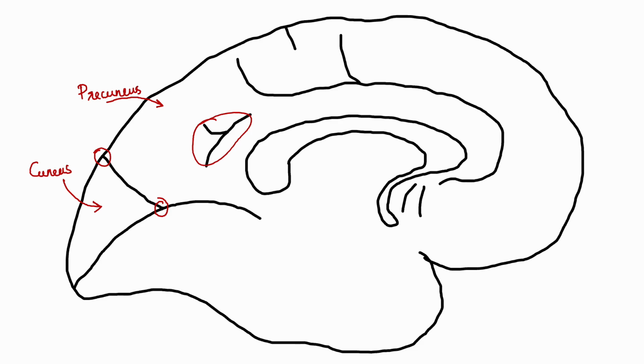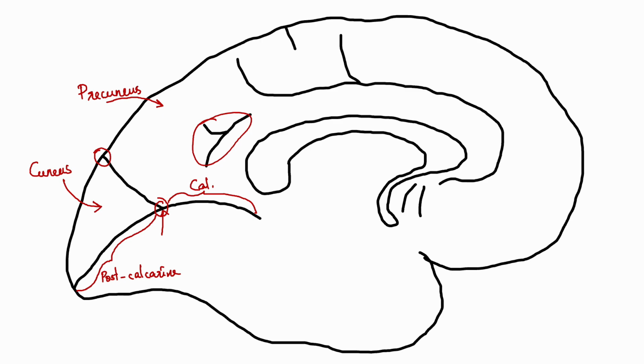In some textbooks, the calcarine sulcus is divided by this particular point. Up to this much area, it is known as the calcarine sulcus, and after that particular point where the parieto-occipital sulcus starts, it is known as the post-calcarine sulcus. So don't get confused with the terminology.